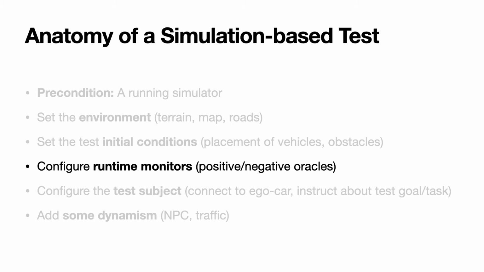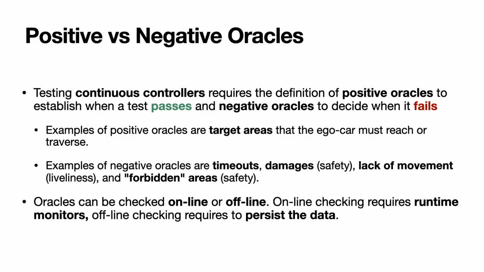Now it's the moment for moving away from the conditions and looking at the oracles. So when it comes to testing continuous controllers, which is different from regular unit testing and testing of regular applications, we need to think in terms of positive and negative oracles. Positive oracles are the ones that establish when the test passes. Negative oracles, which are the standard ones, decide when it fails.